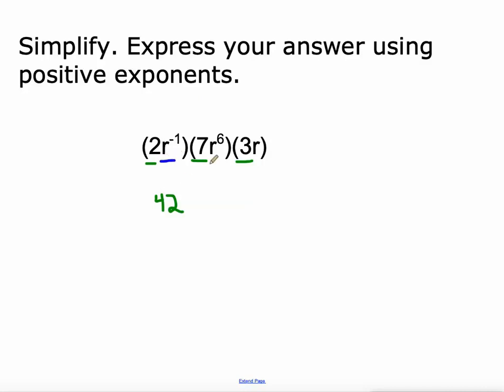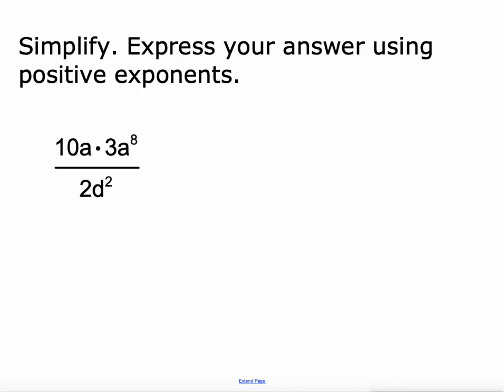Now, what about r to the negative first times r to the 6th times r to the 1st? So we're going to add up all those exponents. The thing I noticed right off the bat, though, is the negative 1 plus 1 is 0. So again, we're going to have r to the 0 right there. Those basically cancel themselves out, and that just leaves us with r to the 6th. All right, so 42r to the 6th.